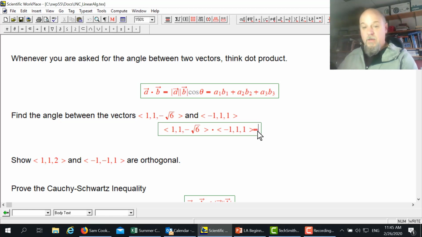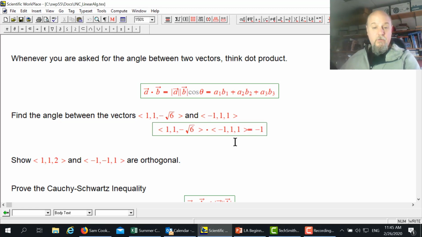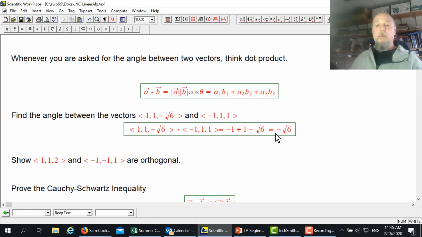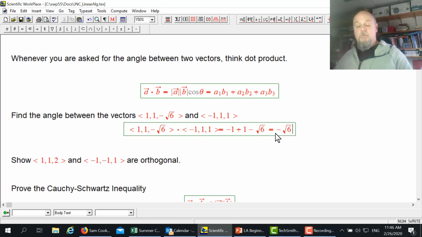So the dot product of those vectors is going to be first times first, 1 times minus 1, plus second times second, plus third times third. And when we clean that up, we get minus root 6. Because we got a negative answer, we know that these vectors must point in kind of opposite directions. So the angle I expect, or I will solve for, is going to be bigger than 90 degrees. So there's our dot product.